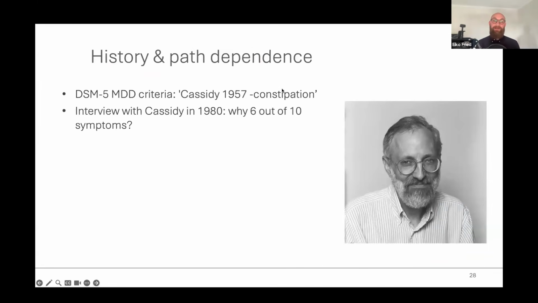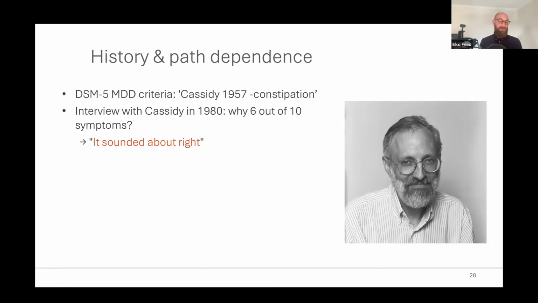This is a picture of Ken Kendler, who has done a lot of historical work on this. In 1980, Cassidy was interviewed by a journalist and asked why 6 out of 10 symptoms, and why 10 symptoms in total and so on. Cassidy said it sounded about right. I was very upset about this statement when I did my PhD on depression heterogeneity and measurement, but now today I think that's all Cassidy could do.